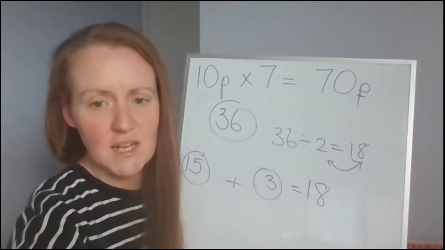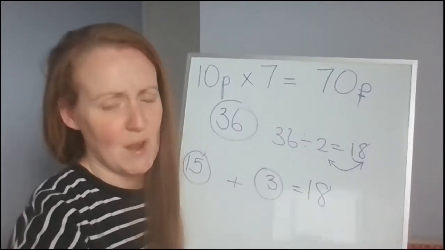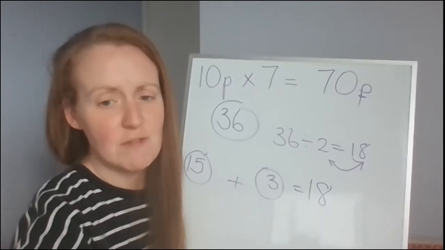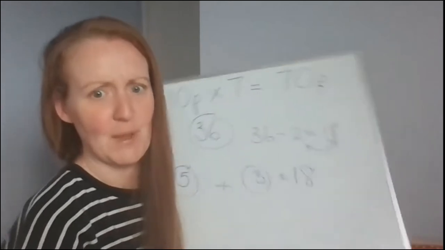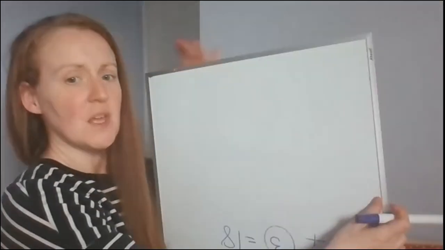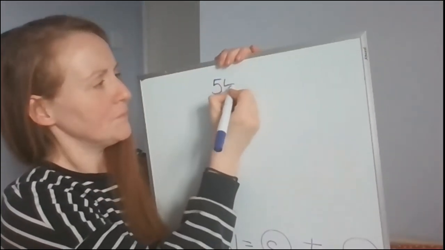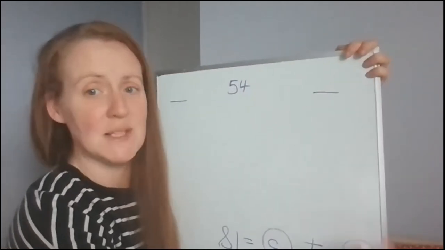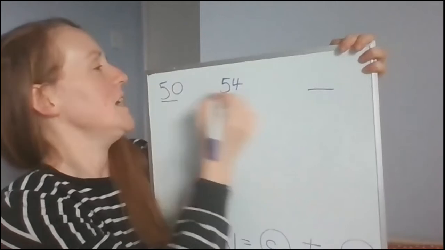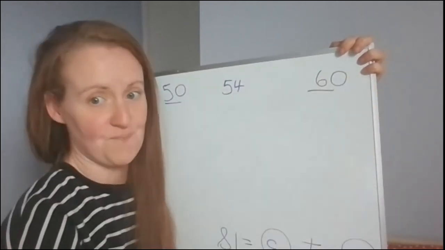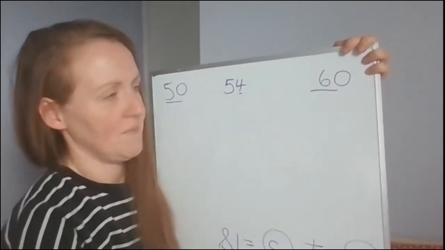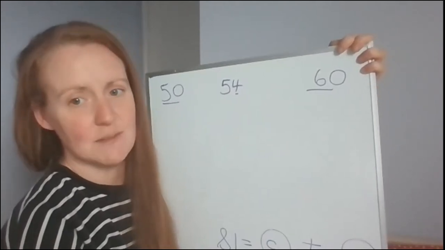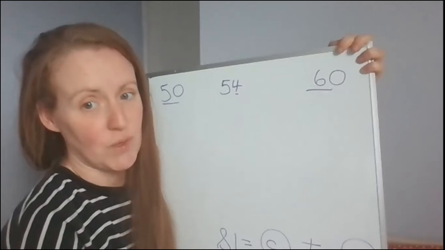Okay, next question is round. Now, we haven't done much rounding in Year 3. Round 54 to the nearest 10. Let me just turn this upside down. So 54 is my number. And I want to know which 10 goes on either side of 54. My tens numbers, counting in tens. Well, I know that it would be 50 here, and it would be 60 here. So now I'm going to look at my ones digit. If it is 4 or less, we round it down.